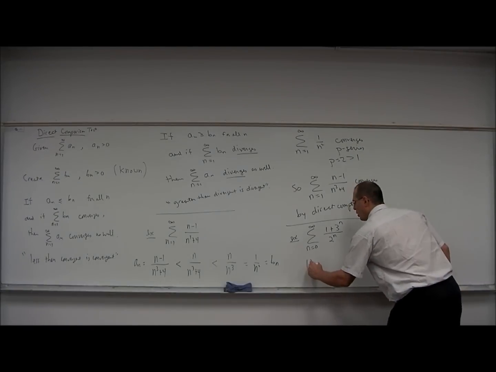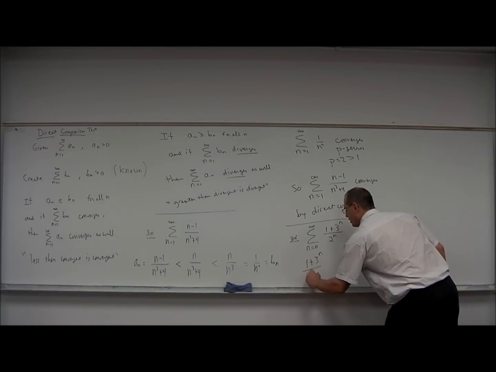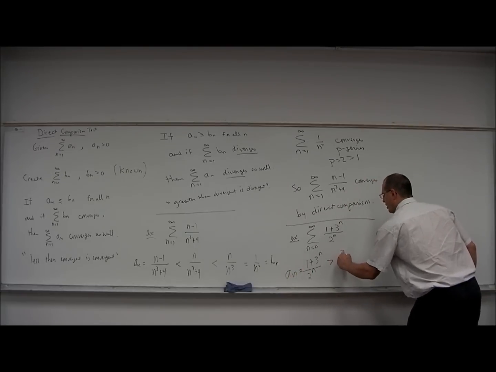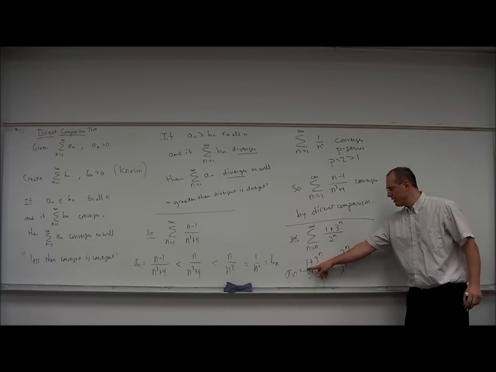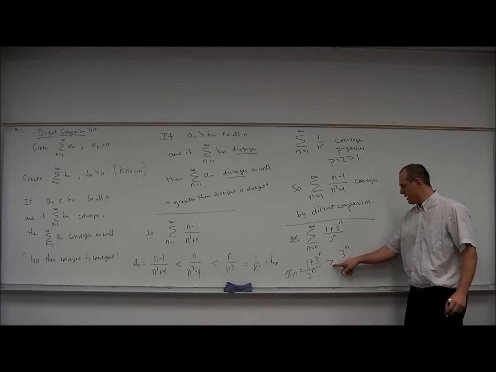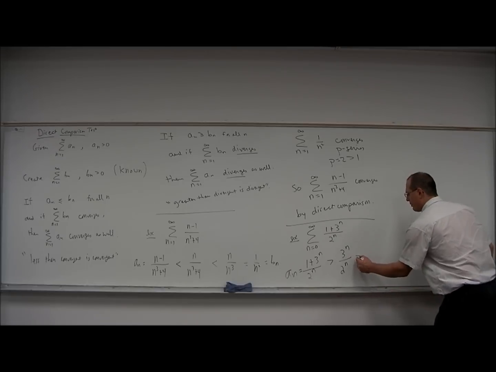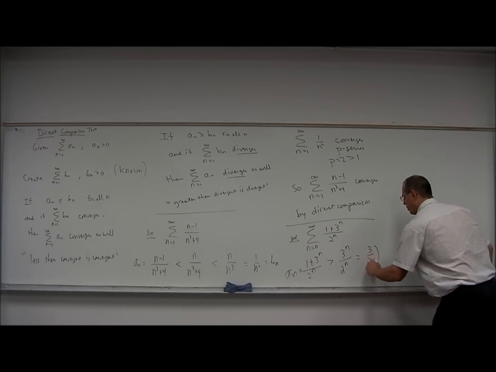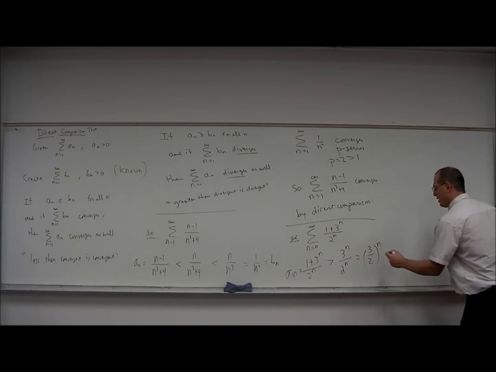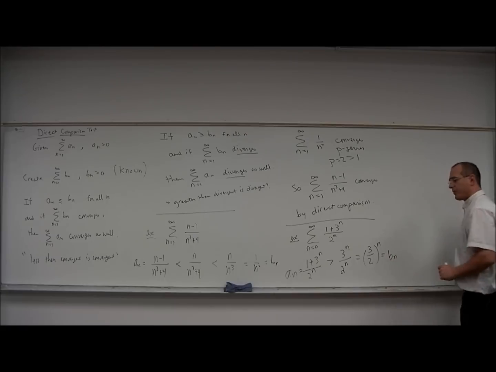So the fraction (1 plus 3 to the n) over 2 to the n, that's my a sub n, is greater than 3 to the n over 2 to the n, simply because the numerator, 1 plus 3 to the n, is greater than 3 to the n. I've left the denominators alone. And let me just write this as 3 over 2 to the n. So these are going to be my b sub n's.